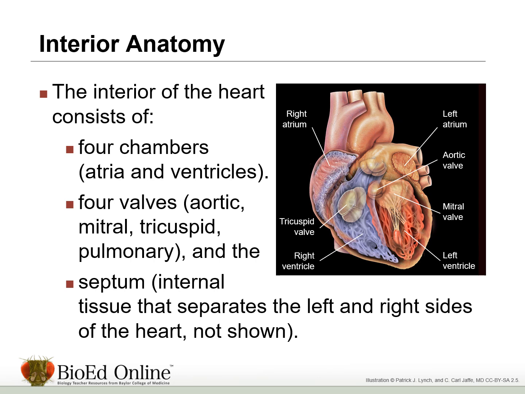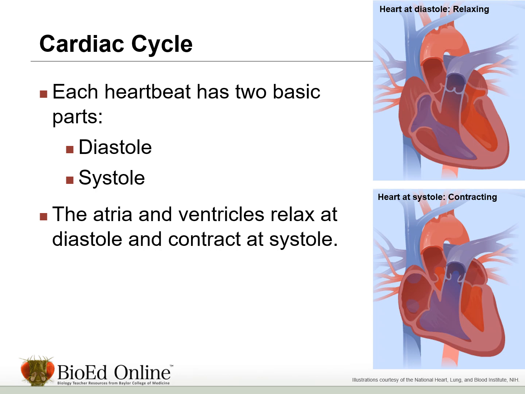And the interior anatomy of the heart is the four chambers, four valves, and the septum, right? The septum is internal tissue that separates the left and right sides of the heart. And then the cardiac cycle, where each heartbeat has two basic parts, diastole and systole. The atria and ventricles relax at diastole and contract at systole.